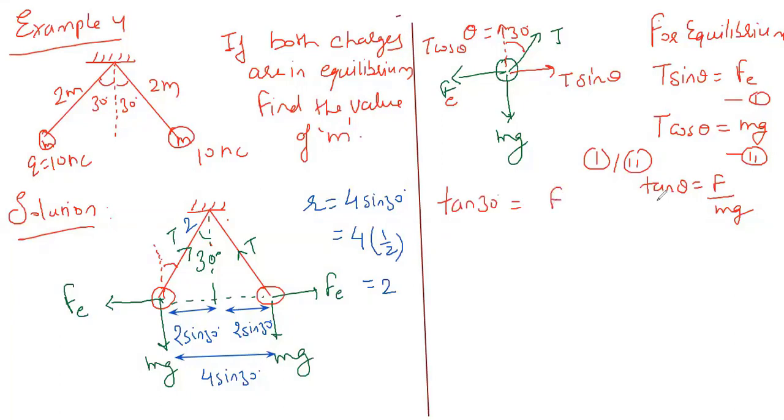So by applying the concept here, theta here is what? 30 degree. So tan 30 will be equal to F by mg. Now solving it, tan 30 is how much? 1 upon root 3. Now the value of F will be k q1 q2 divided by r square, and both are equal here, and into mg.